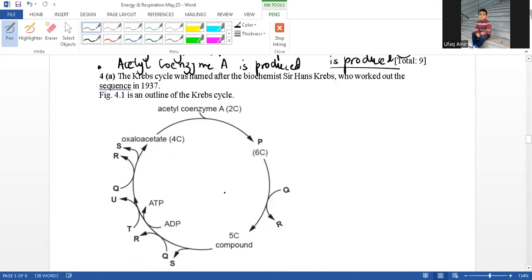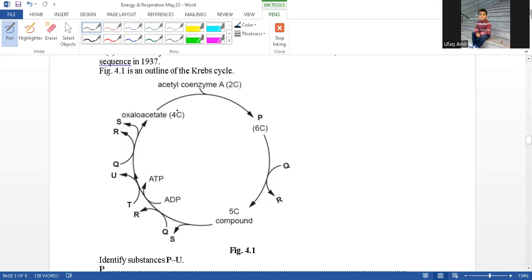Okay, now the fourth question, that's from Krebs cycle. Krebs cycle was named after the biochemist Sir Hans Krebs, who worked out the sequence in 1937. Here is the outline of Krebs cycle. You can see this is Krebs cycle, and you can see they have not mentioned the products. Over here, citric acid is produced, and this alpha ketoglutarate is produced over here. Then oxaloacetate. Here ATP is produced.